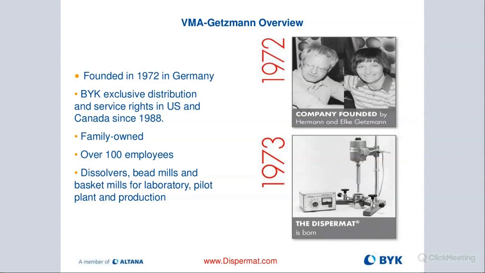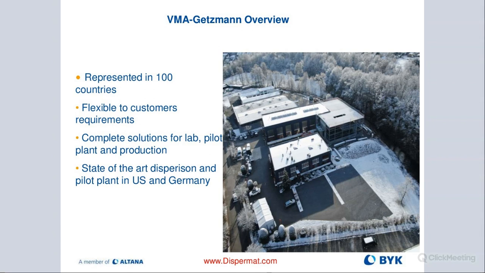Since 1988 as part of BYK-Gardner or BYK Instruments, as some of you are familiar with. And VMA is known to make really good quality dispersers. There's always bead mills, basket mills for lab, as well as pilot and also production. We actually started offering production capability here in the US about 5 years ago. And it's a really good mover for us, and customers are very satisfied with the performance.